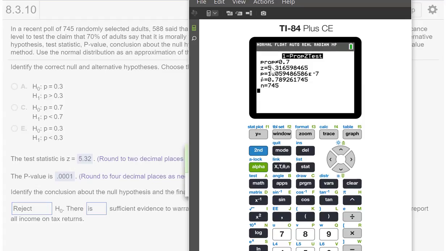And we have a z-score of 5.32. The p-value is essentially 0. I'm hoping that MyMathLab would have given you credit if you had put in 0 here, because this is actually 6 zeros and a 1, because this is times 10 to the negative 7. Remember that with p-values. And again, there's our p-hat, about 0.79. So I hope that helps.